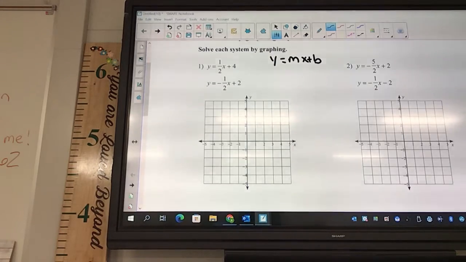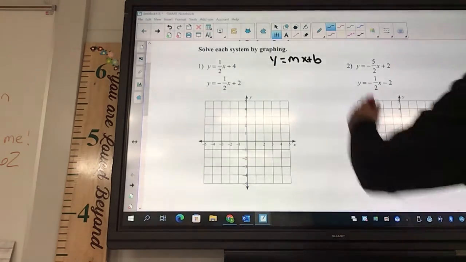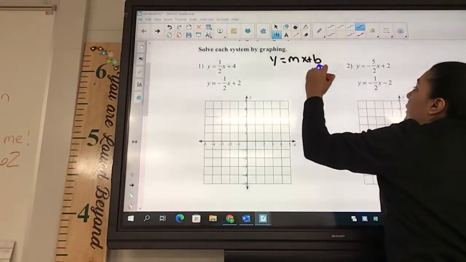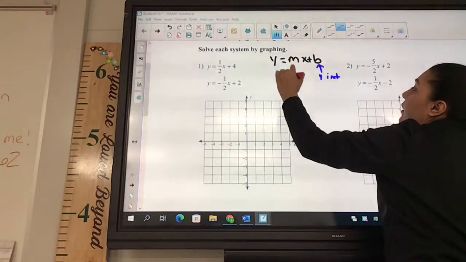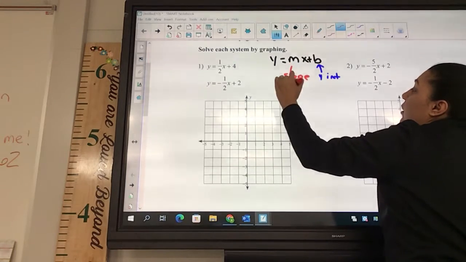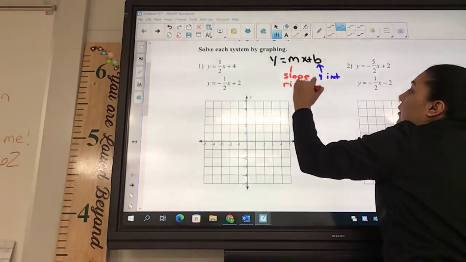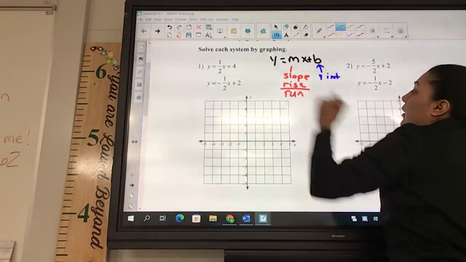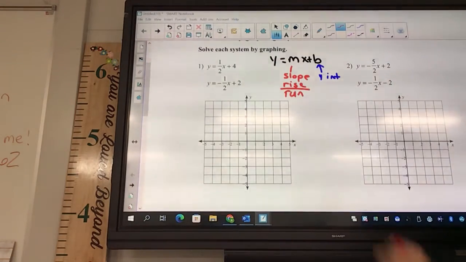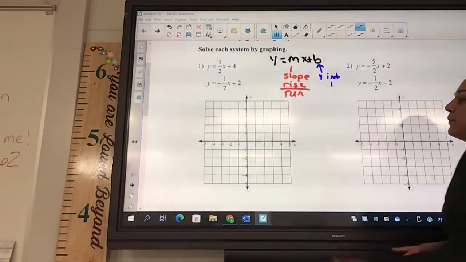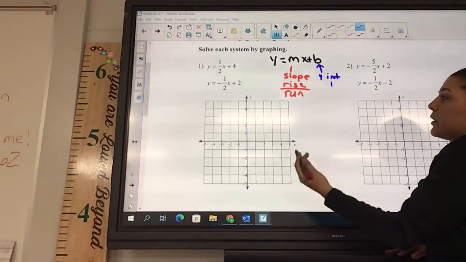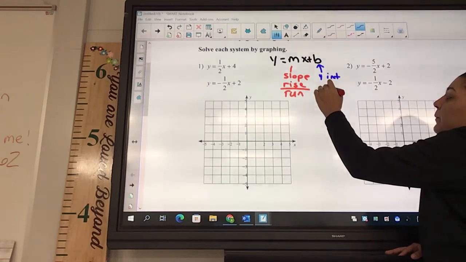I'm going to write you some little cheater notes up here. The b is our y-intercept, and the m is our slope, which is our rise over run. The y-intercept is essentially where the line crosses the y line.